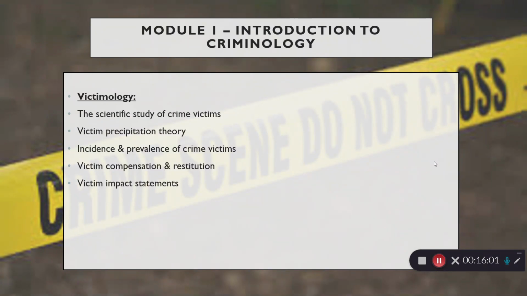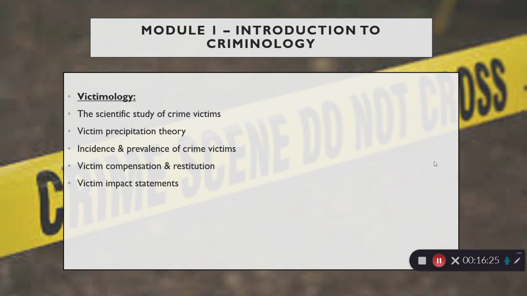And then the last part of the chapter talked about this idea of victimology, which is, as you probably inferred, the scientific study of victims. All right, and that's a branch of criminology, or subfield of criminology, if you will. So it is the scientific study of crime victims, and there are a number of theories that victimologists or criminologists will study. One of them is known as the victim precipitation theory.